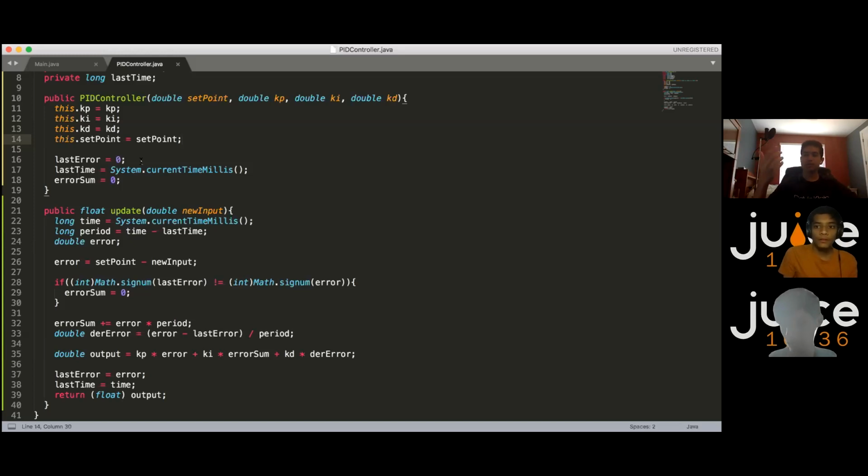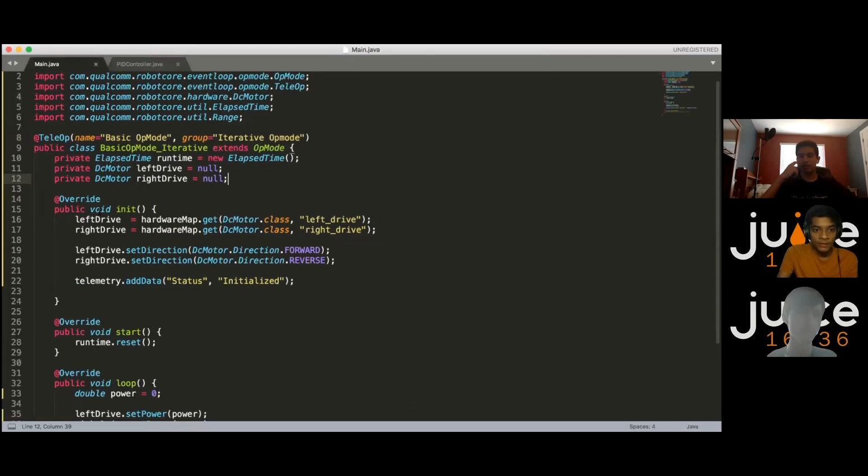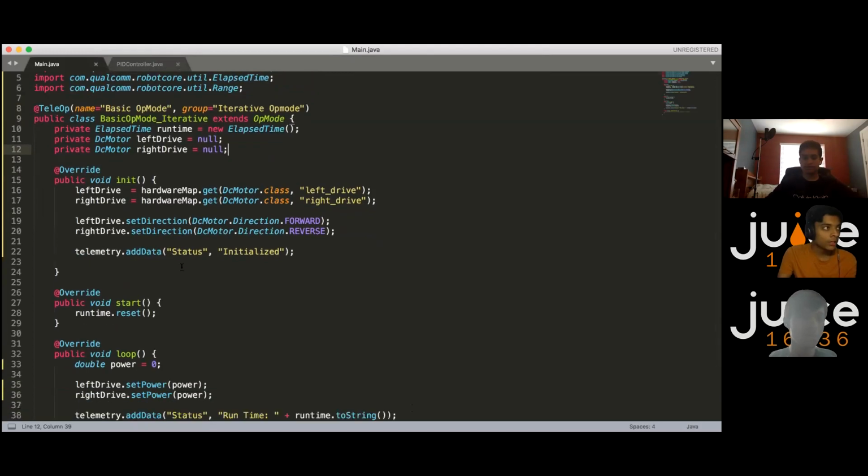And it would probably be slower too. But good question. Yeah, so this is a teleop I just got directly from the FTC libraries. This is just the basic tank drive, so that's what you have in the examples. You have your left drive motor and you have a right drive motor. Really simple. So now I'm going to show how you can implement our PID controller class into this main.java.